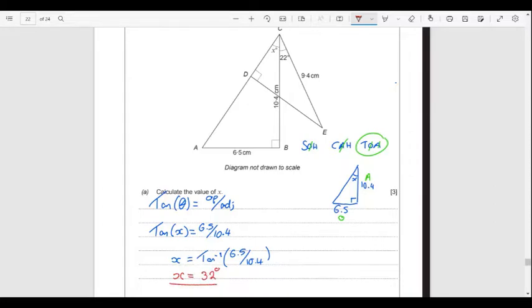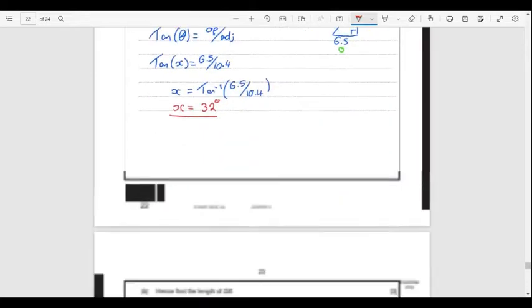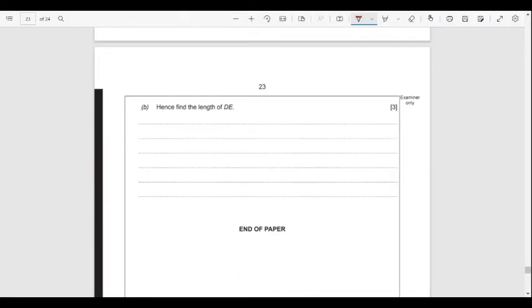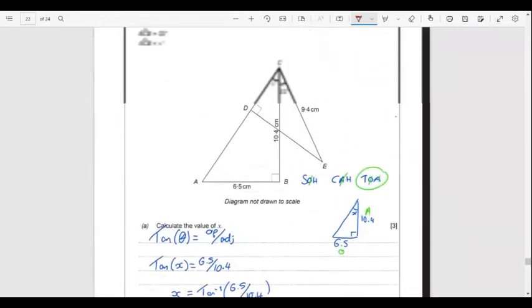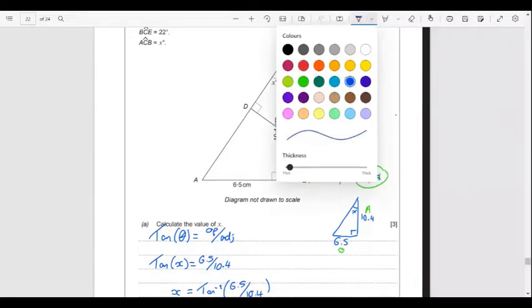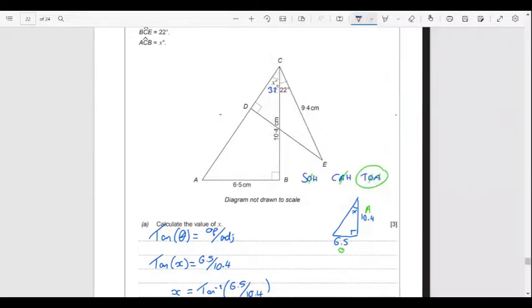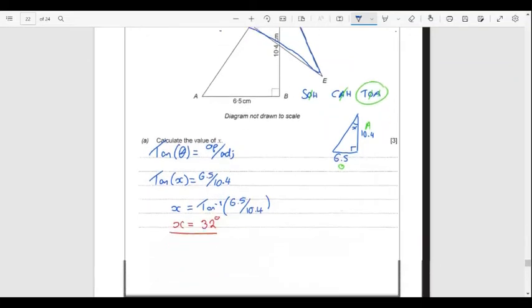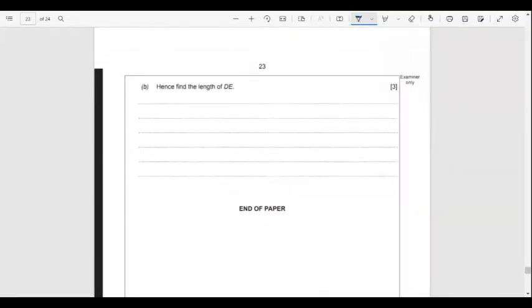Okay, fantastic. Let's look at the next question now. Last one. Given that the angle is 32 degrees, we need to find the length of side DE. DE is this side here. We've just figured out that this angle is 32 degrees, therefore this angle is 54 degrees. So this whole angle in this shape is 54 degrees. And there is another right angle triangle buried in there, so let's redraw that other triangle and see if we can answer this final question.